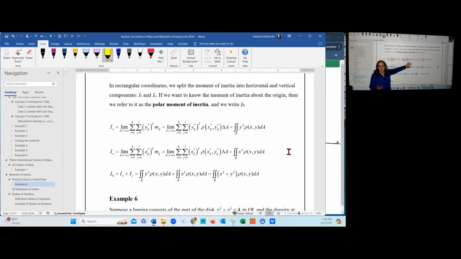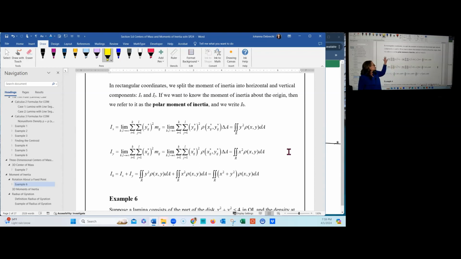So it turns out, and we're not going to go through the derivation of these formulas, it turns out to be the double integral of y squared times rho of x, y with respect to the area differential. So if you think about it, this y squared is the distance from the horizontal axis. And we said that the moment of inertia is the mass multiplied by the distance squared.